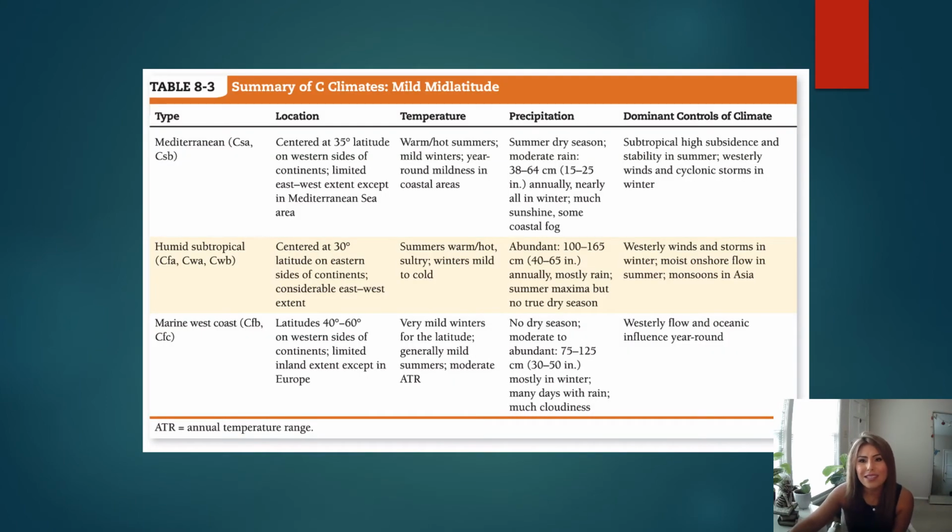Dominant controls of this climate zone, your Mediterranean climate zone where Los Angeles is: your subtropical high, stability in the summer, your westerly winds. Humid subtropical: your westerly winds bring in moisture from the ocean, and these are those eastern southern states, right? That have that humid subtropical climate zone. Your marine west coast: westerly flow and oceanic influence all year long. We're looking at Oregon, Alaska, Washington. Those are all marine west coast.